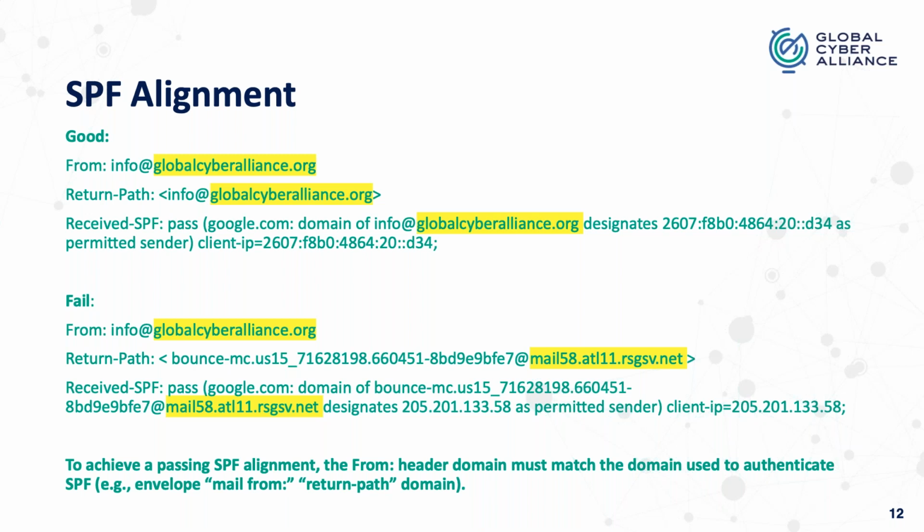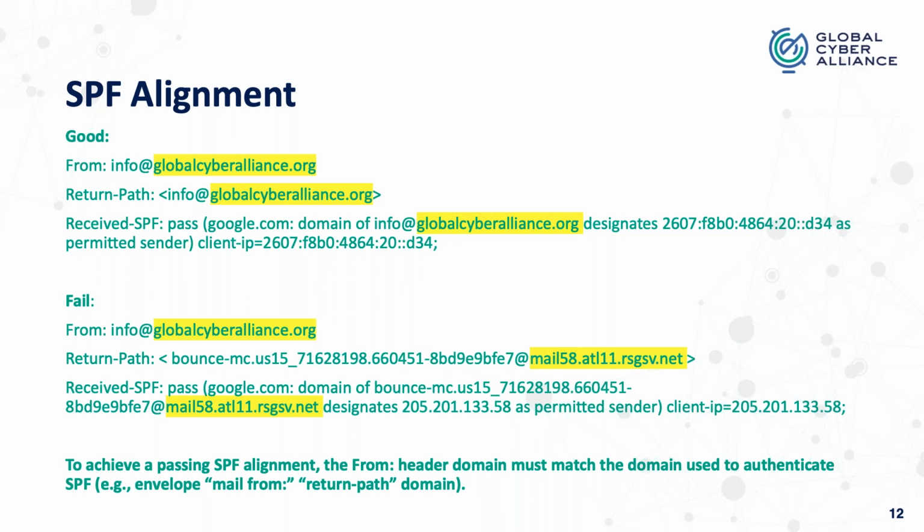Now, when it comes to SPF failed alignment: with DMARC, in order for SPF to be considered aligned and passing, the domains in the from and the return path, or envelope from, must be the same. But here it's a DMARC fail. Why? Because the from is globalcyberalliance.org, but the return path is a completely different domain. Because these two don't match, DMARC says this is a failed alignment. But SPF is still going to pass.